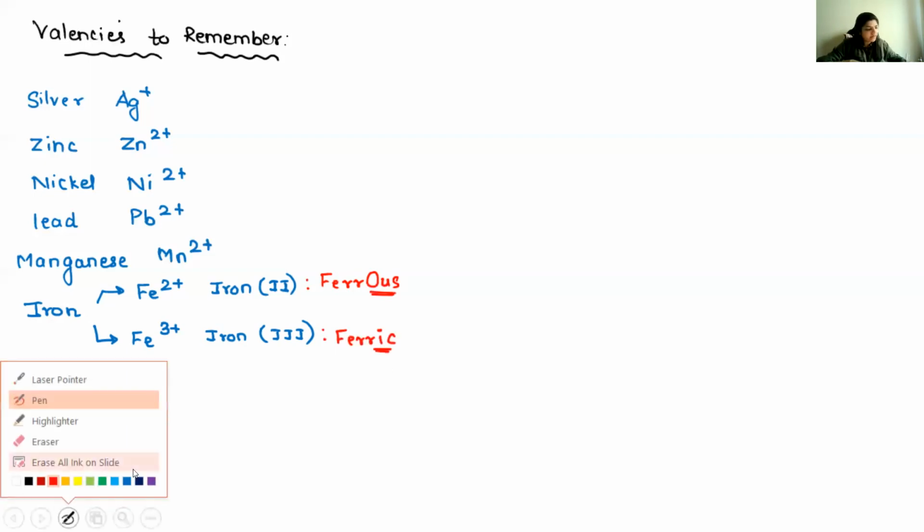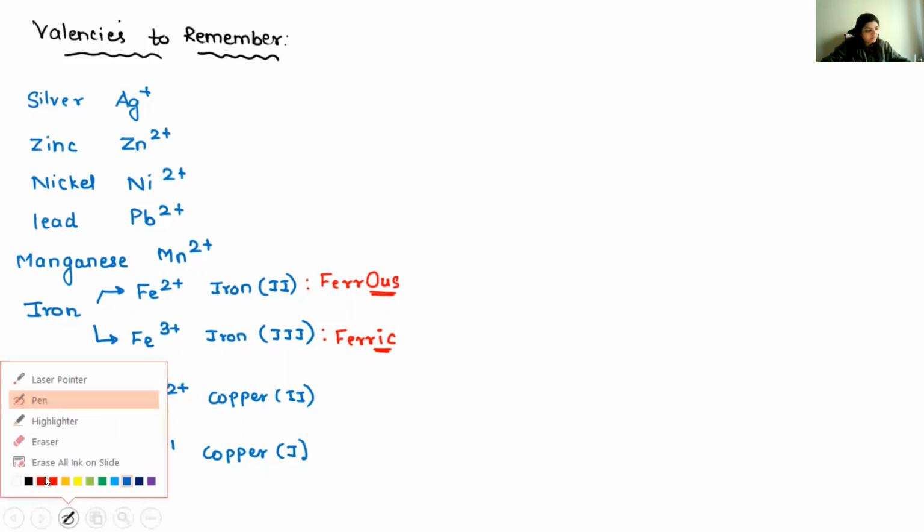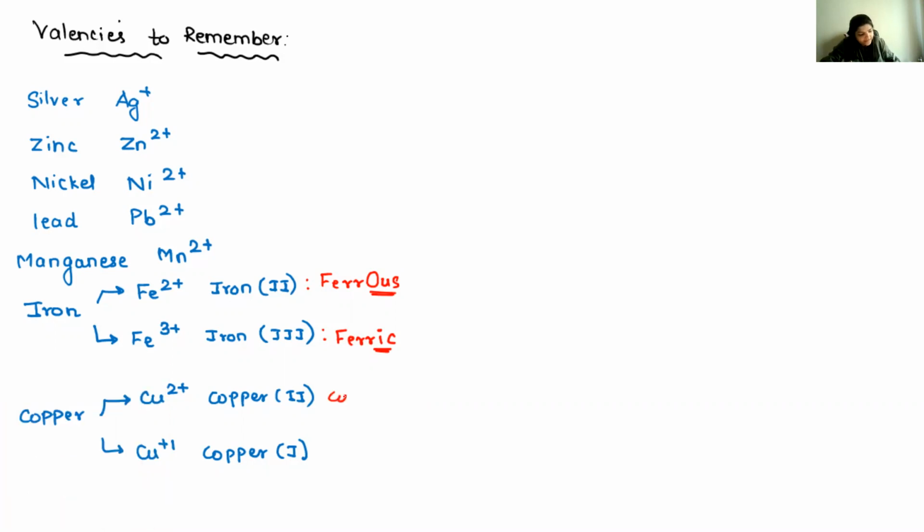Then we have another element, copper, which also has two valencies: Cu2+, so copper(II), and copper(I), Cu+1. So these are certain valencies of elements which you have to remember. For copper(II), it is called cupric. And for copper +1, it is called cuprous.